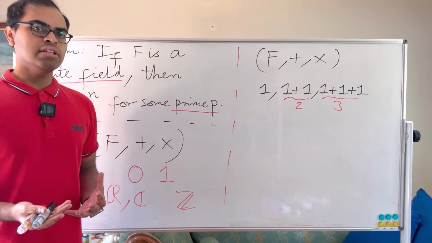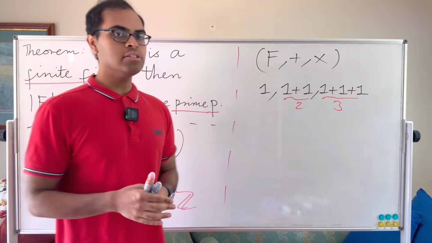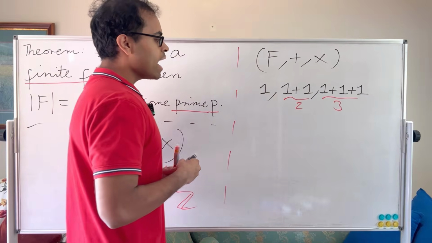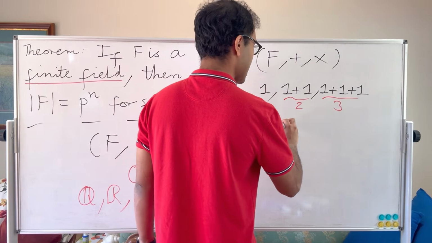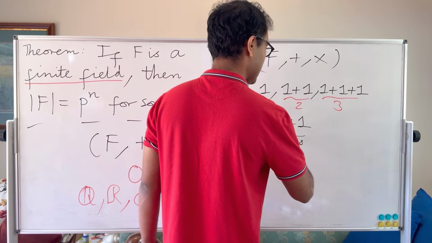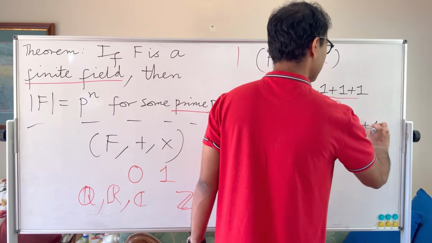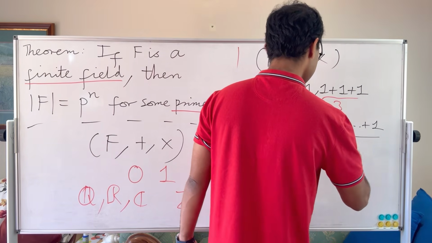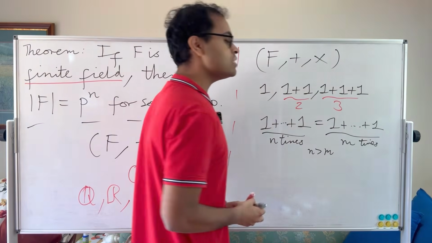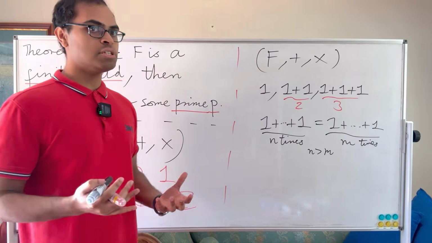But in a finite field, what happens? I mean, you can't get an infinite set because the field is finite, right? So there has to be a repetition somewhere. And what that means is that for some n and m, adding 1 to itself n times has to be the same as adding 1 to itself m times, for some n and m, where you can say that m is going to be less than n. So n is greater than m, distinct n and m. There has to be some repetition, otherwise you'd have an infinite set in a finite field, which is impossible.